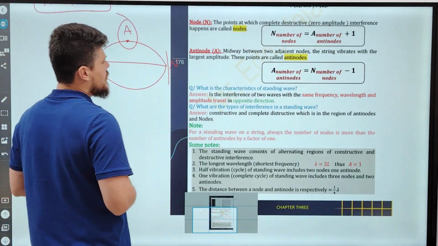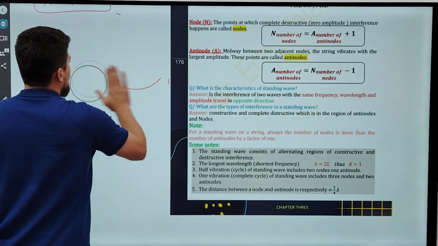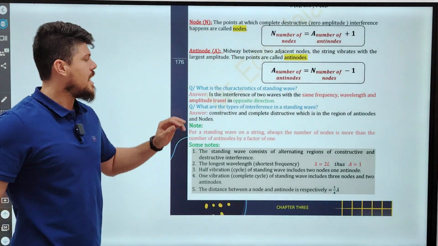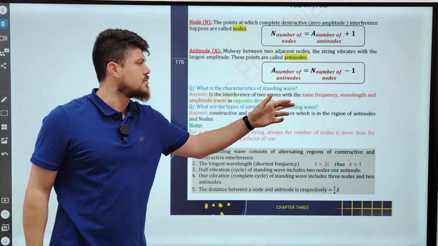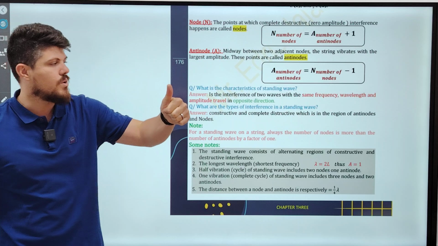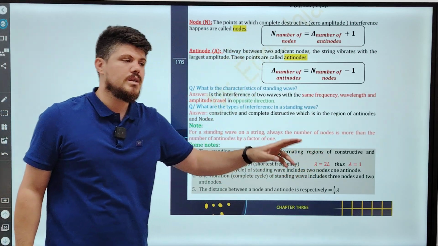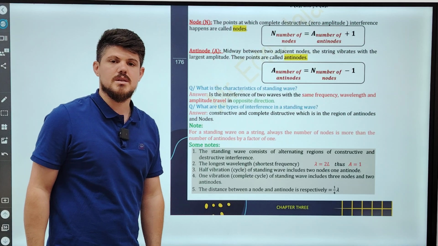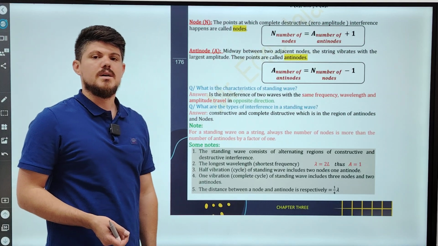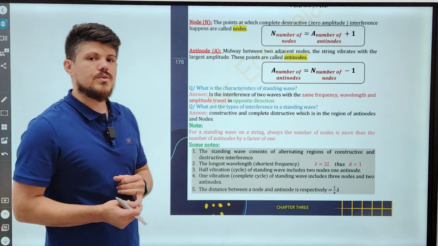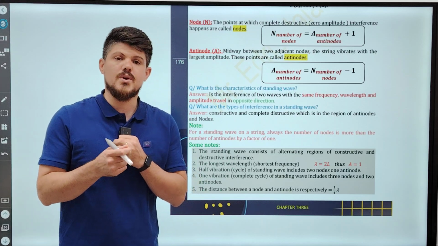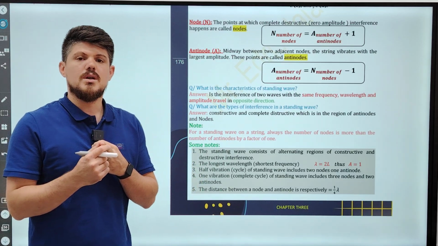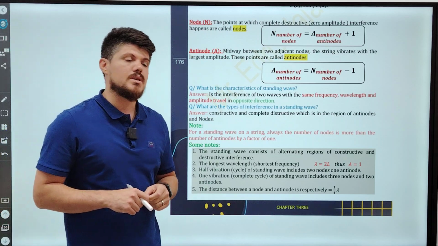What are the characteristics of the standing wave? A standing wave is the interference of 2 waves with the same frequency, same wavelength, and same amplitude, but traveling in opposite directions. This is the characteristic of the standing wave.